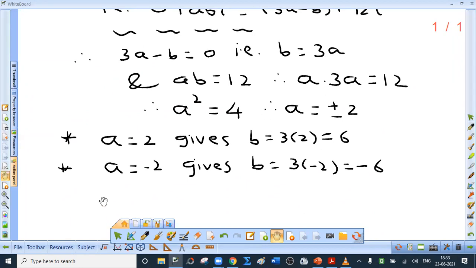So these are the answers. You may write this separately. Answer: a equal to plus minus 2, b equal to plus minus 6.